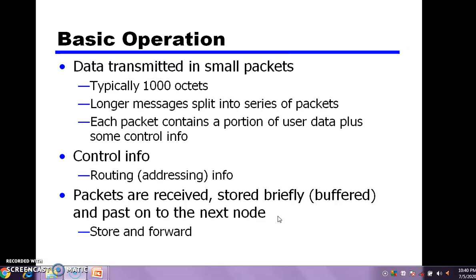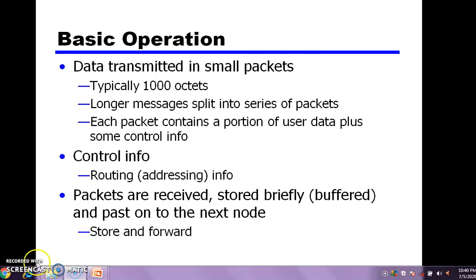To understand how packet switching addresses these problems, let us briefly summarize packet switching operation. Data are transmitted in smaller packets. A typical upper bound on the packet length is 1000 octets, bytes. If a source has a longer message to send, the message is broken up into a series of packets. Each packet contains a portion of user data plus some control information. The control information at a minimum includes the information that the network requires to be able to route the packet through the network and deliver it to the intended destination. At each node en route, the packet is received, stored briefly and passed on to the next node until it reaches the destination.